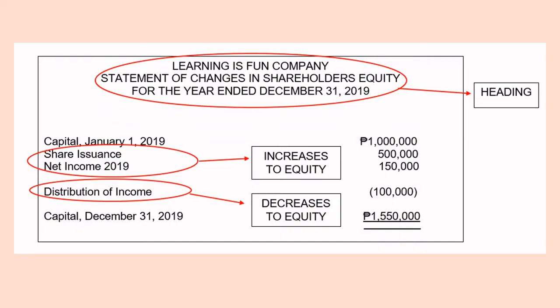Lastly, the SCE of a corporation. The statement of changes in shareholders' equity is used by a corporation instead of the statement of changes in owners' equity. The differences between the two are as follows. Una, sa title. Instead of owners, shareholders is used to denote that this is a corporation.